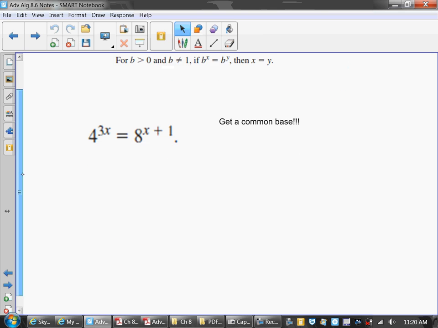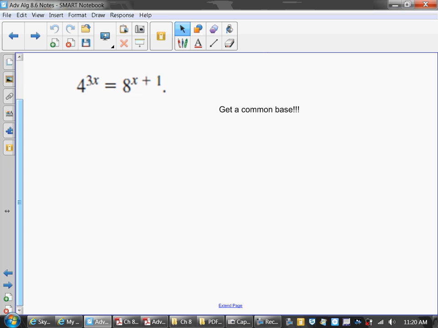So here's what we've got. We're solving log equations. There's going to be about 5 or 6 different types of equations that we're going to be working through today. And with each one of them, there's little tricks in how to set them up.